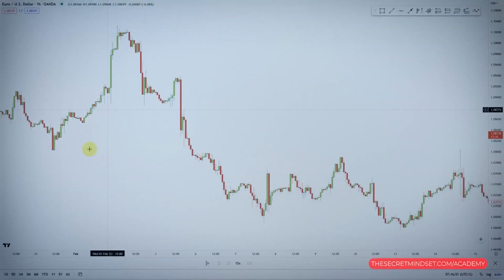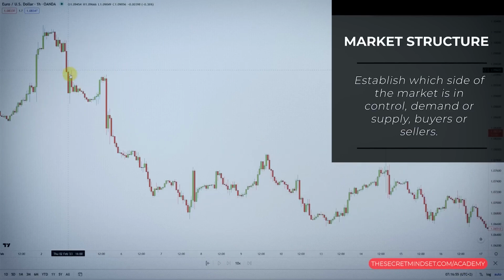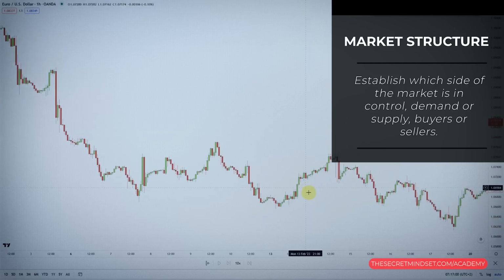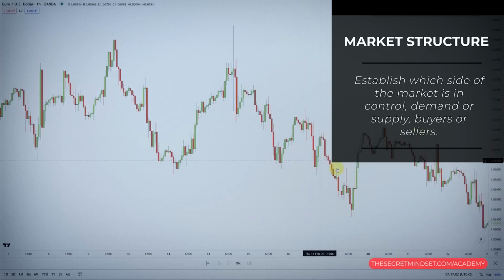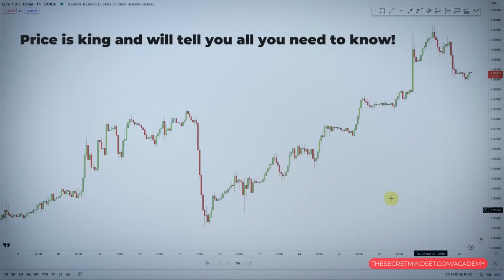Market structure must be the foundation of your analysis. The first part of any trading plan is to establish which side of the market is in control: demand or supply, buyers or sellers. When reading market structure, you have to pay close attention to one thing on a chart: price. Price is king, and will tell you all you need to know.